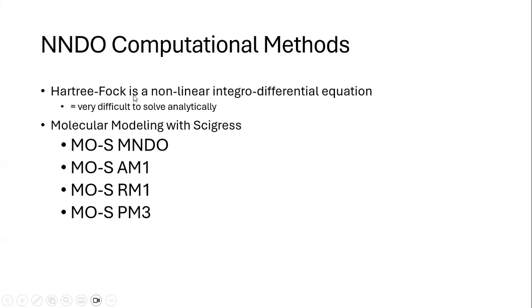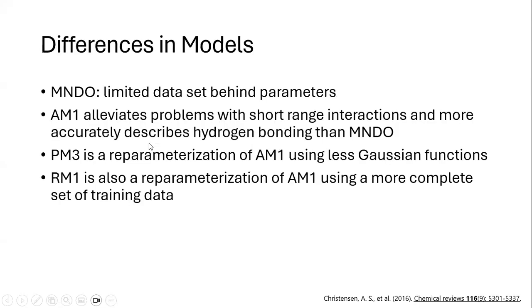However, Hartree-Fock is a nonlinear integro-differential equation, thus is very difficult to solve analytically, so instead we use computational methods, in which molecular modeling and SciGRESS is used with these different molecular modeling packages: MNDO, AM1, RM1, and PM3. AM1, RM1, and PM3 are all essentially improvements on MNDO.